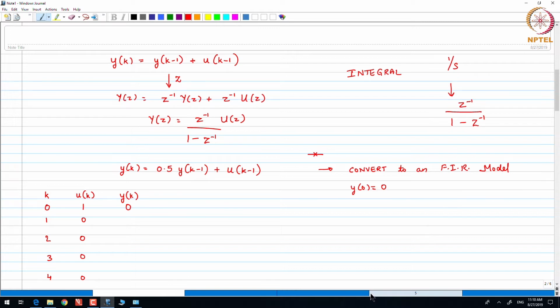Time at time 0, time 1, time 2, time 3, time 4. What does finite impulse response mean? It is a response to a unit impulse. What is a unit impulse? u0 is 1, u1 onwards everything is 0.